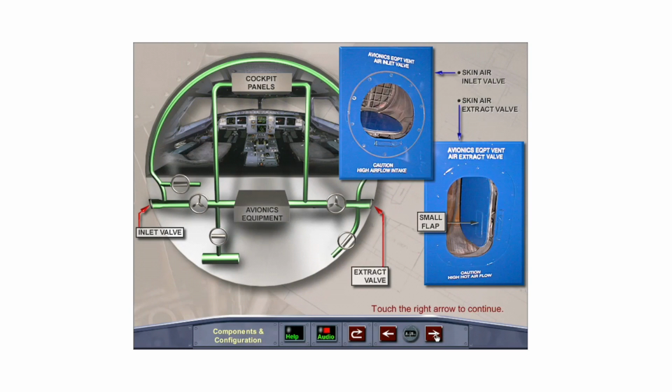The skin air inlet valve is located on the left side of the fuselage, just aft of the nose gear. The skin air extract valve is located on the right side of the fuselage, just aft of the nose gear. The extract valve has a small inner flap, which is used in some configurations.